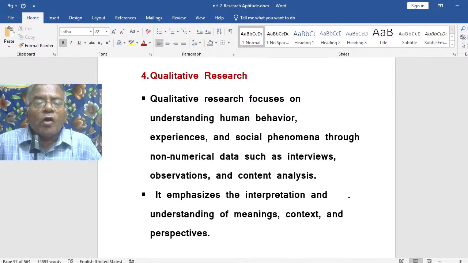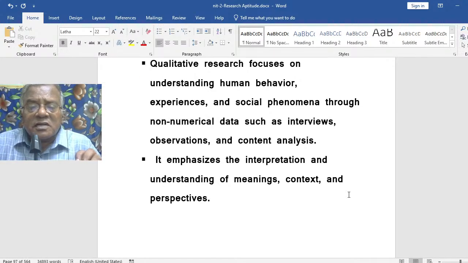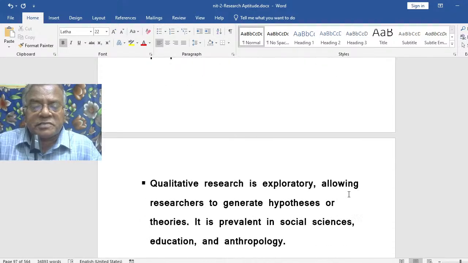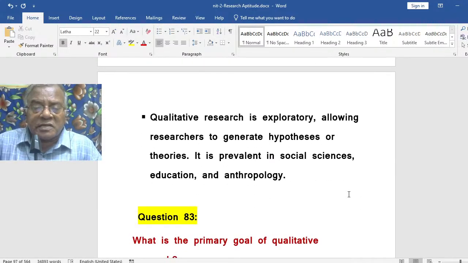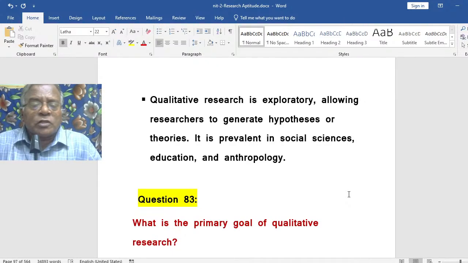Qualitative research. We will give a certain insight with regard to qualitative research. Qualitative research focuses on understanding human behavior, experiences, and social phenomena through non-numerical data such as interviews, observations, and content analysis. Qualitative research emphasizes the interpretation and understanding of meanings, context, and perspectives. Qualitative research is exploratory, allowing researchers to generate hypotheses or theories. It is prevalent in social sciences, education, and anthropology.